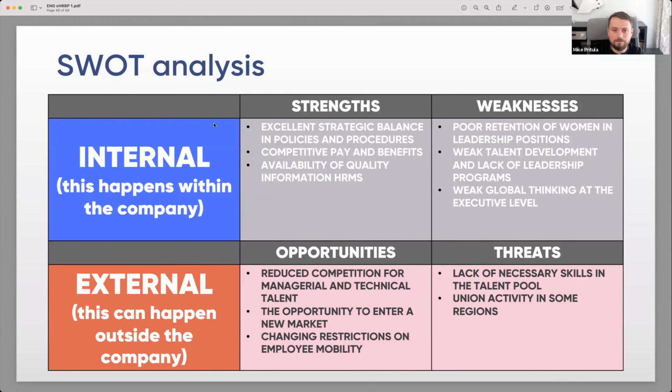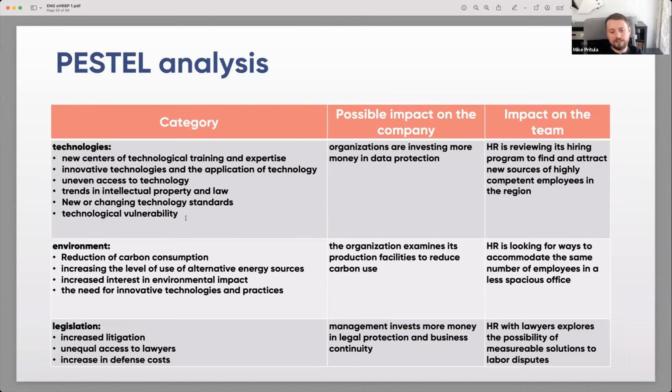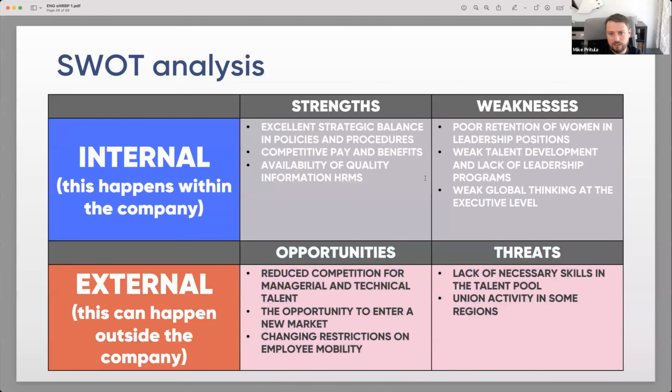SWOT analysis is a tool that helps us to analyze strengths and weaknesses of our company internally and opportunities and threats of our company externally. To fill this part of SWOT analysis, you may need PESTEL analysis. PESTEL analysis refers to politics, economics, society, technologies, environment, and legislation. So you just pay attention to every direction. You describe what possible impact every factor has on the company, and then what kind of impact it could have on the team. And then you fill in the SWOT analysis.